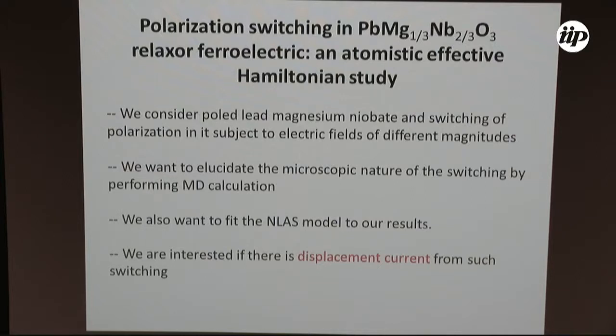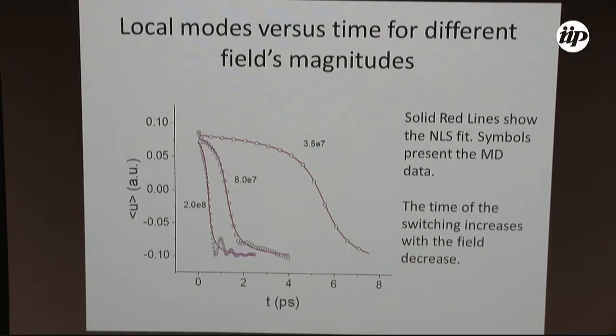Now let's switch to the last example, lead magnesium niobate. Here you see what we found. We consider the ferroelectric phase of lead magnesium niobate and apply a field opposite to the polarization. This is just a DC field, and we don't have any ramping in this calculation. For different magnitudes of the field, you see the dependence of local mode or polarization on time.